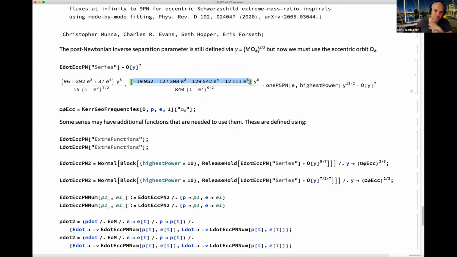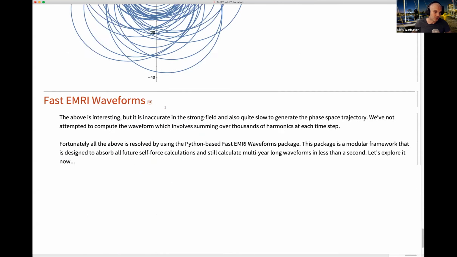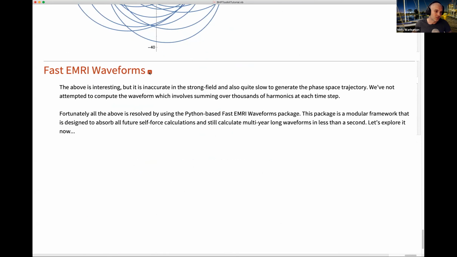That expansion doesn't converge very quickly either, and so you actually need many powers of E in order to get something to be particularly good at, say, an eccentricity of 0.5. So of course you'd like to do this numerically instead. Fortunately, there's this other package, the Fast EMRI Waveforms package, which does all of this for you extremely quickly, and allows you to compute waveforms that are good enough for LISA data analysis. I'm just going to show you that now for the last 20 minutes or so.